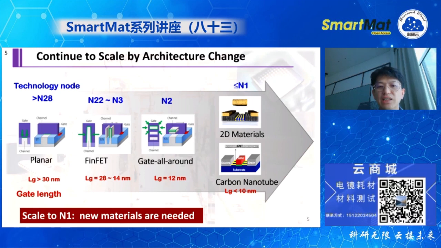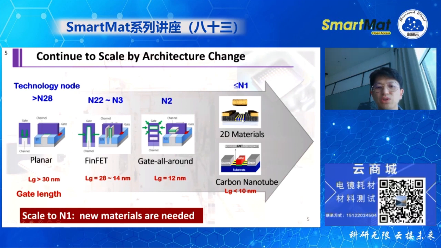Okay. Based on the calculations and the conclusions from researchers, people normally believe that even with gate all-around structures, the gate length cannot really be shrunk further. Particularly when we talk about N1 technologies, the gate length should be smaller than 10 nanometers, and gate all-around still cannot provide sufficient gate control. So there is another possibility.